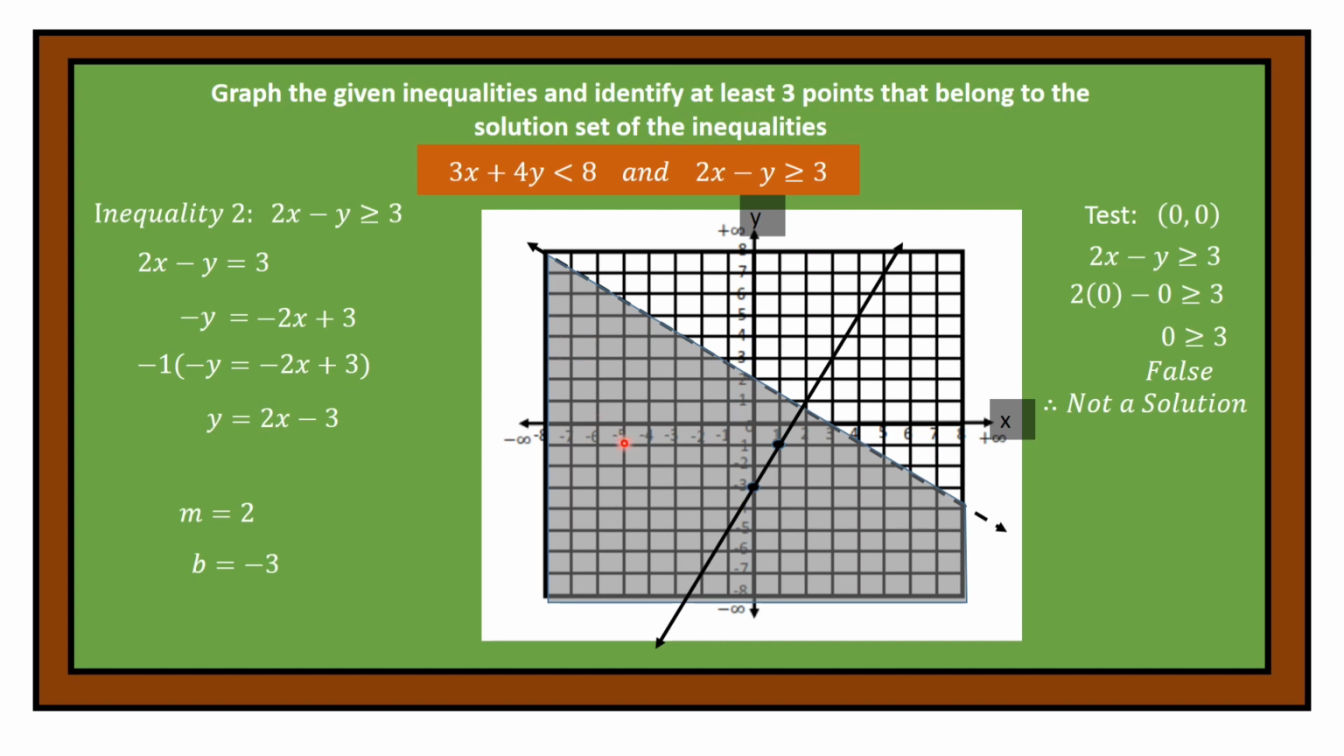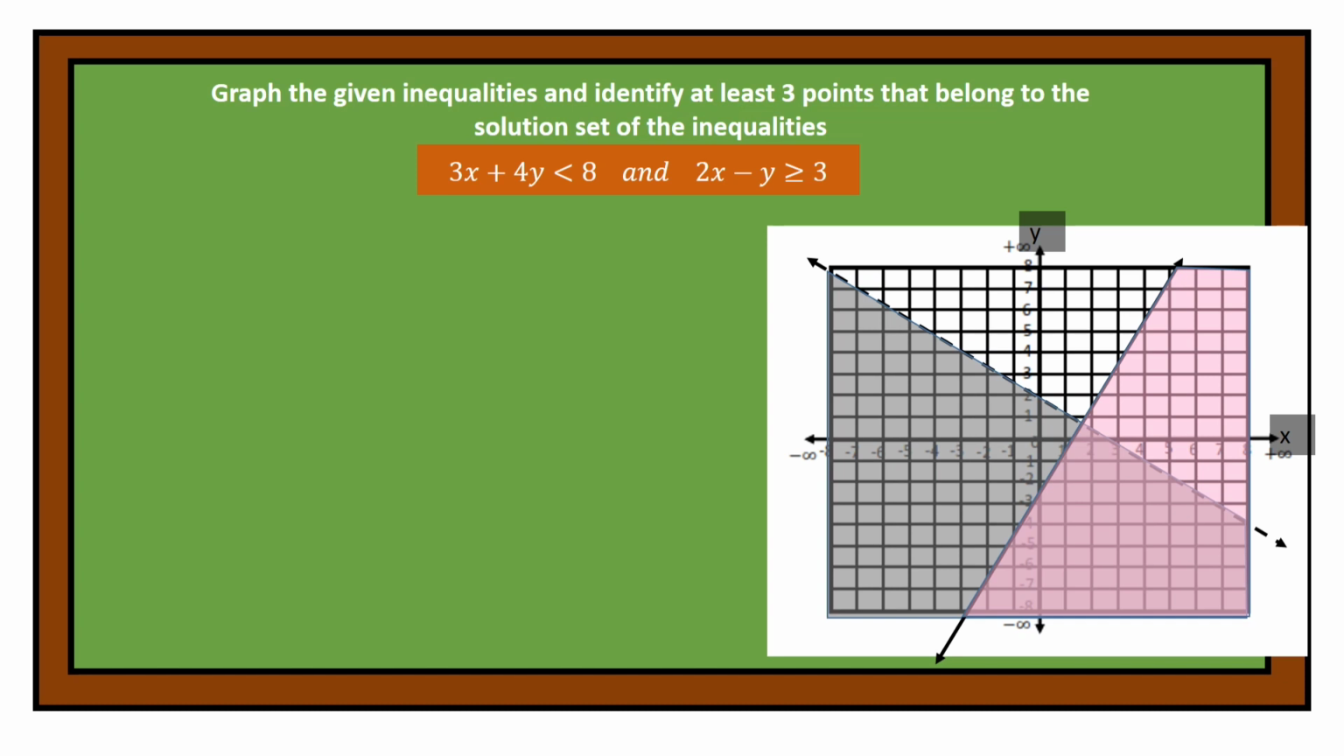So kung ito ay hindi solution, the other half plane will be the solution set. So this one will be shaded. Okay, so gumamit tayo ngayon ng pink na kulay para sa ating inequality number 2. Okay, so ito na yung ating graph. As you can see, nagkaroon ulit ng 4 na region. So this one, and then this region, another region is this one, at itong part na to. Okay, so we have here 4 regions.